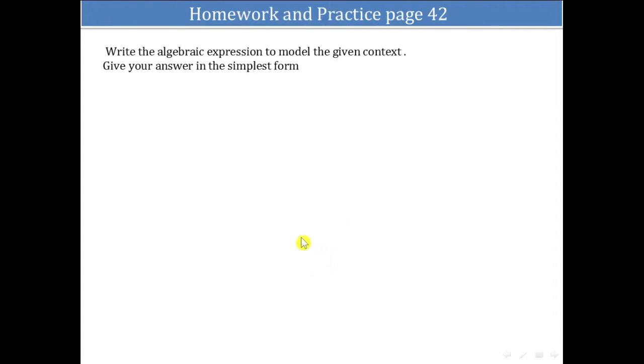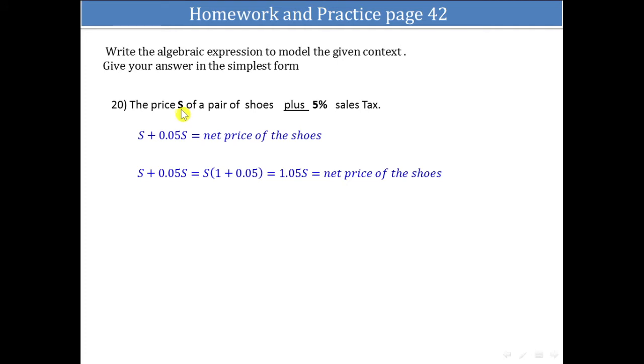Practice page 42. Now we have number 20. The price S of a pair of shoes plus 5% sales tax. Okay, what does that mean? The price of the shoes, this is the first actor, okay, this is the original price of the shoes, plus, that means plus here, 5% sales tax. When it is taxed, that means 5% multiplied by the original price of the shoes, so as to determine how much money will be added over the original price of the shoes.